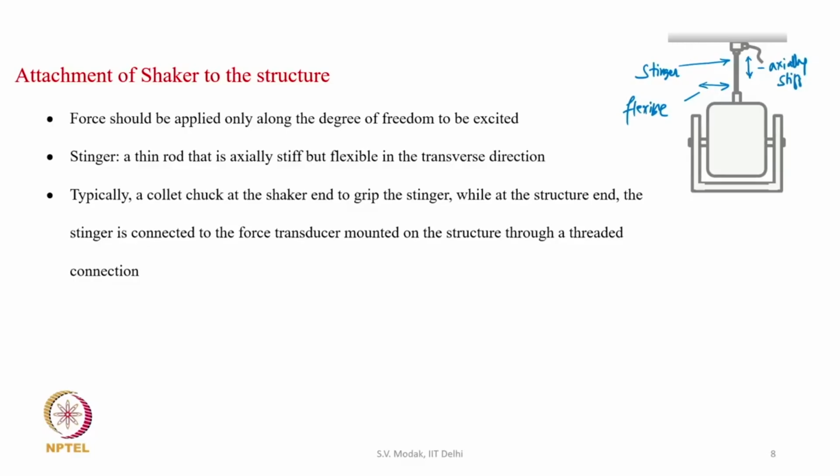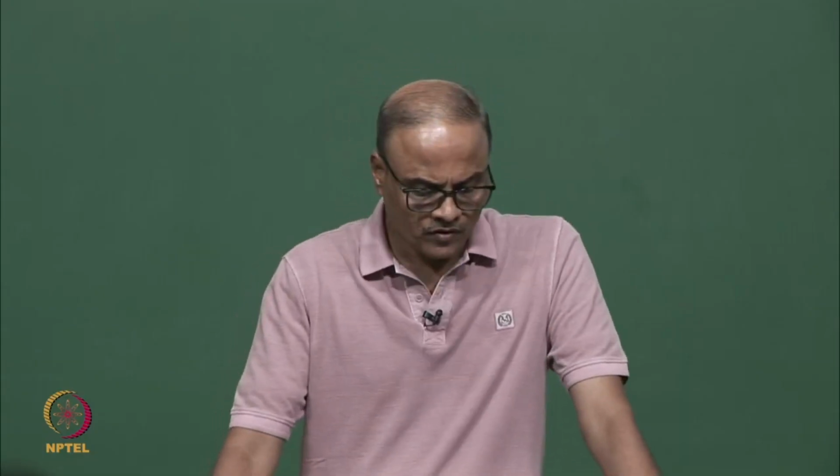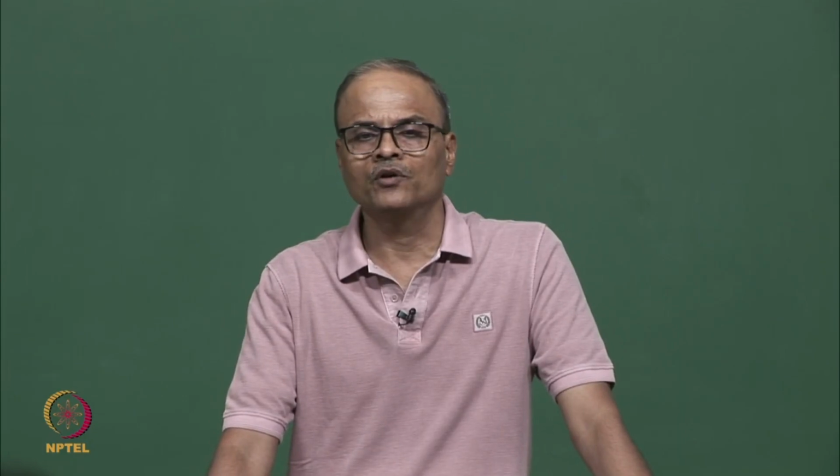Also, at the shaker end generally a collet chuck is provided. This collet chuck grips the stinger, and at the structure end the stinger is connected to the force transducer mounted on the structure through a threaded connection. In the force transducer there will be an arrangement through which the stinger can be connected by a threaded connection.